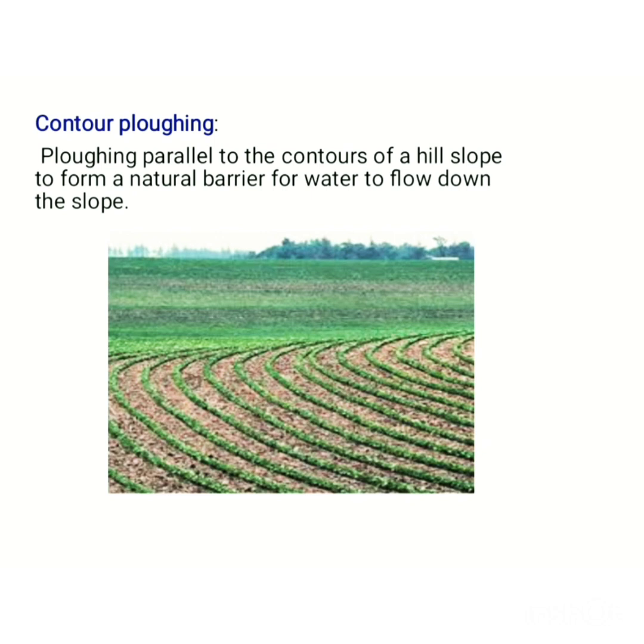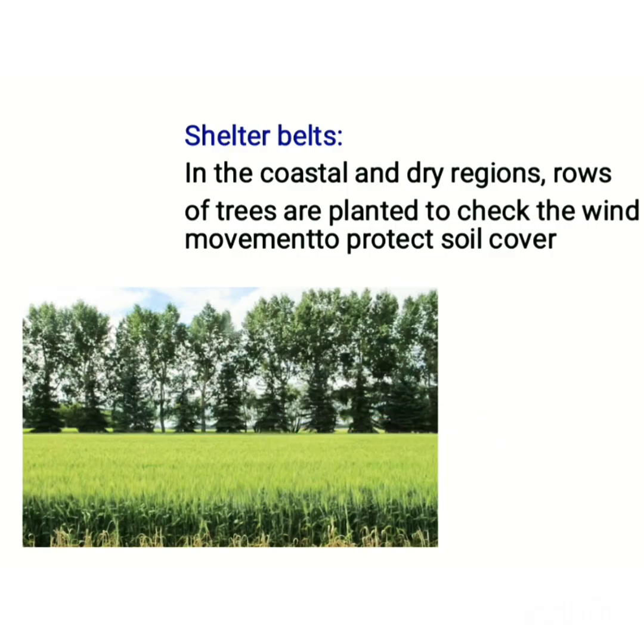Then next one is contour ploughing. Ploughing parallel to the contours of a hill slope forms a natural barrier for water to flow down the slope. Here also the flow of water is regulated, hence the soil erosion is also checked to an extent.